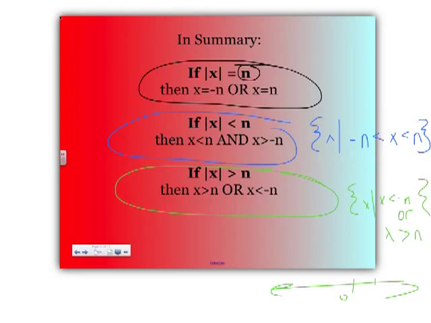You'd have some 0, you'd have an n, you'd have a negative n, and one would be pointing that way, one would be pointing that way. If you had a less than situation, it would look like this. You'd have a 0, you'd have your n, you'd have your negative n, and they would be connected because everything in between would hold true. I hope that made sense.